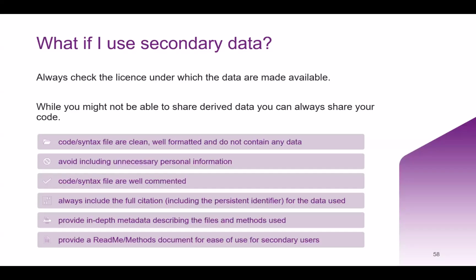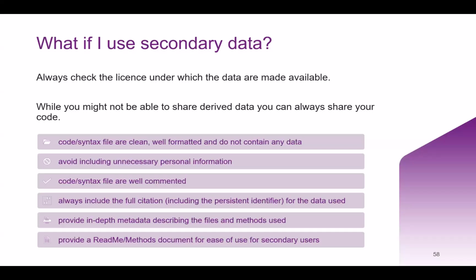So while we can help negotiate data sharing permissions, you can always share your code. Guidance for sharing code and syntax files includes keeping files clean, well formatted, avoiding unnecessary personal information such as researchers' names, and including comments that explain how and why the code was derived. You should also include a full citation for the data used, including a persistent identifier like a DOI, along with in-depth metadata describing the files and methods.